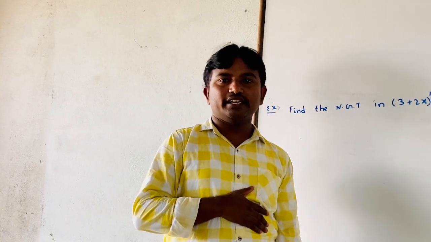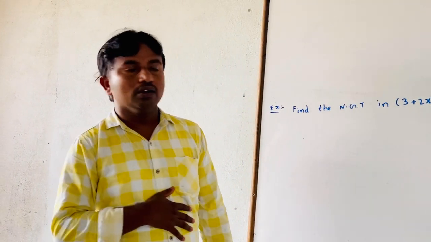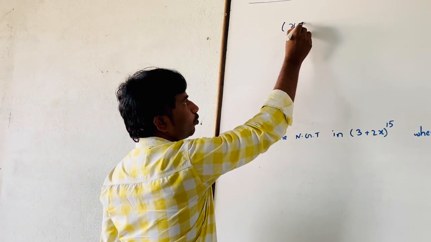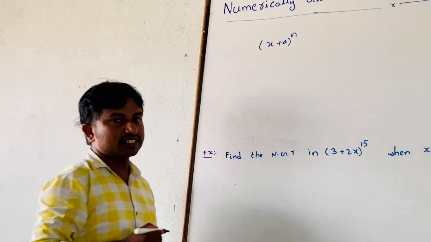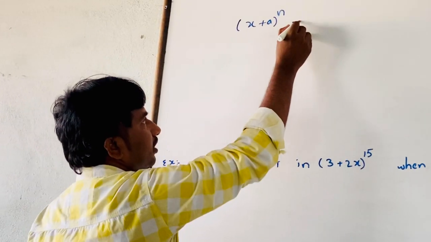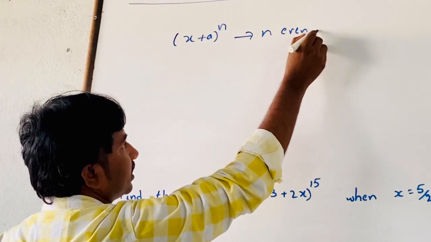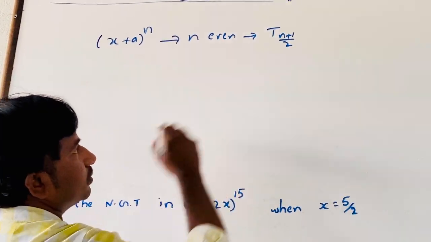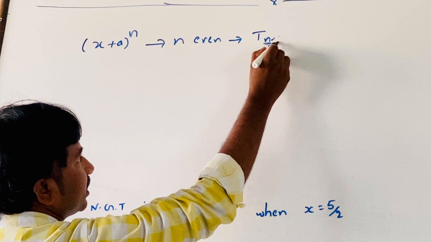In the previous class we already discussed the middle term of the binomial expansion (x + a)^n. Here, when n is even, the middle term is T(n/2 + 1).